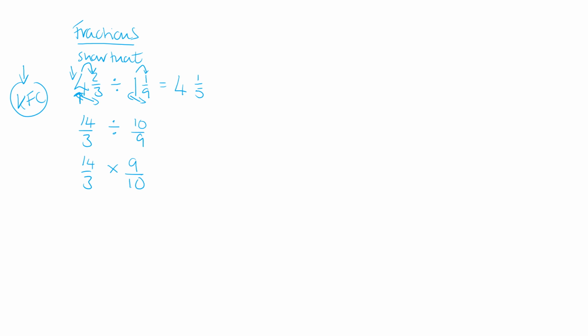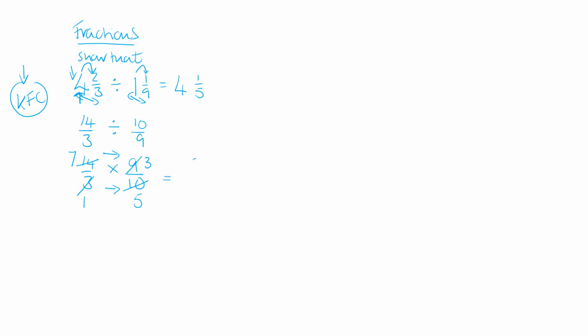Now when you're timesing fractions, you can just times across the top, times across the bottom. But 14 times 9, I don't necessarily know off the top of my head. You're going to cancel either after you've timesed across the top and the bottom, or you can cancel before you go. And I can see 3 goes into itself once and 3 goes into 9, 3. You always cancel something on the top with something on the bottom. And then the other diagonal I can see are both even. So 2 goes into 14 7 times, and 2 goes into 10 5 times.